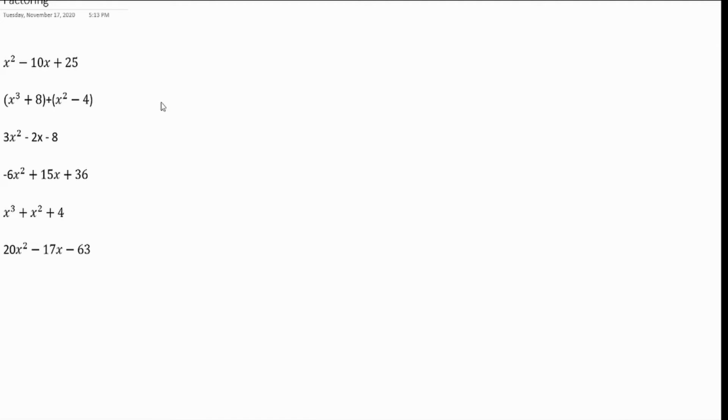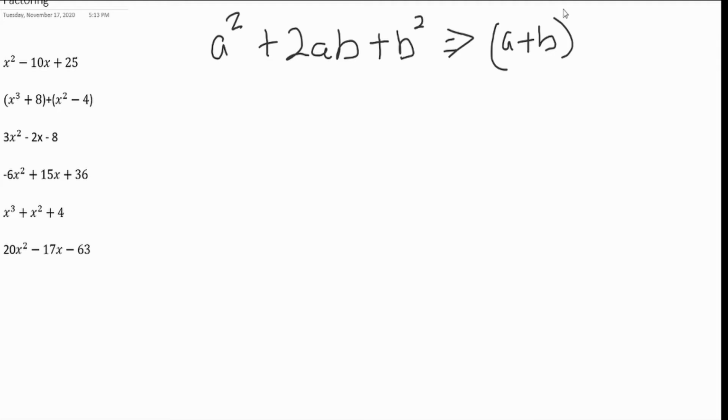The first one, you should recognize, is called completing the square. So we know that we have something in the form a squared plus 2ab plus b squared. We always write it as a plus b all squared. Now all we have to do is find the quantities a and b, plug them in, and we're done the question.